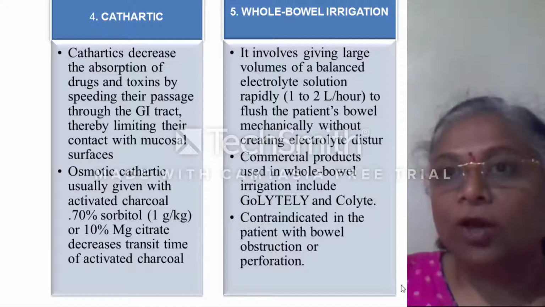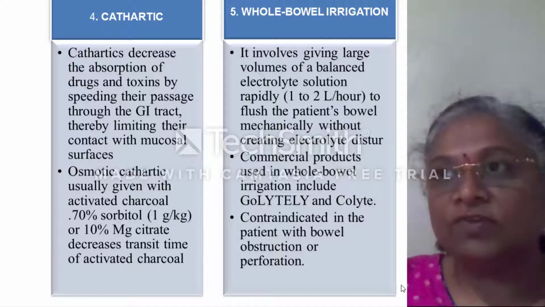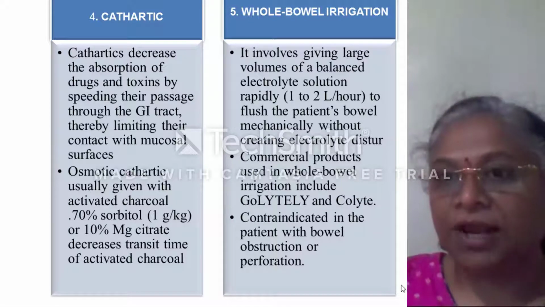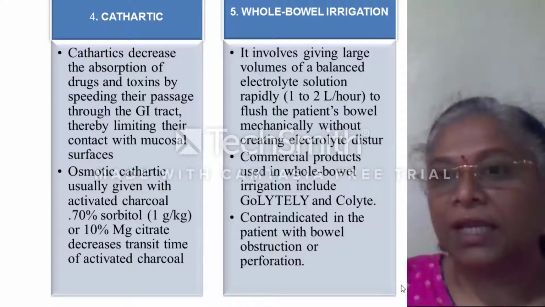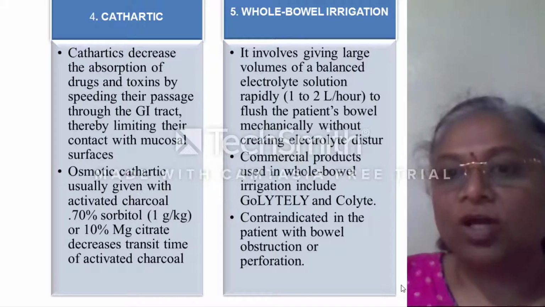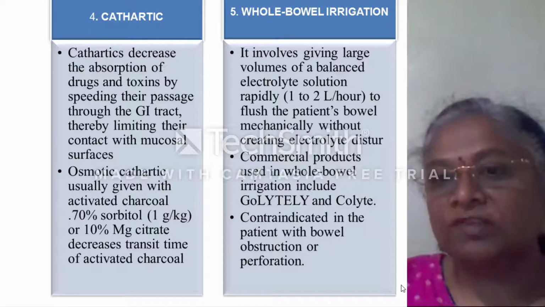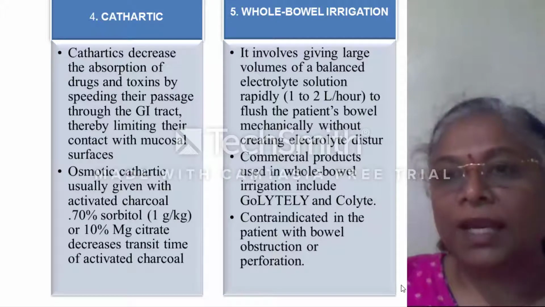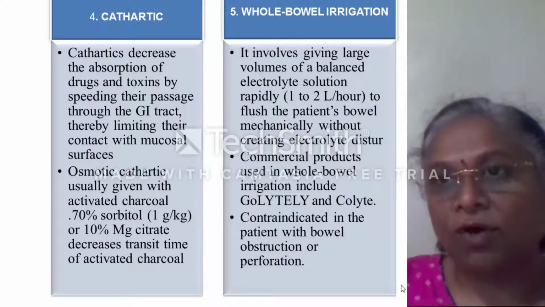The last technique which is used is whole bowel irrigation. It involves giving a very large volume of balanced electrolyte solution very rapidly to mechanically flush out the contents of the GIT without creating any electrolyte disturbances. Commercial products are used for this purpose, and irrigation is carried out. It is contraindicated in patients who have obstructions in the GIT or those who are suffering from GIT perforations.